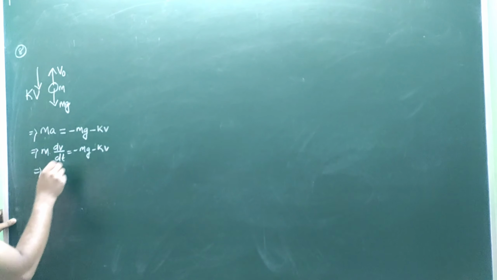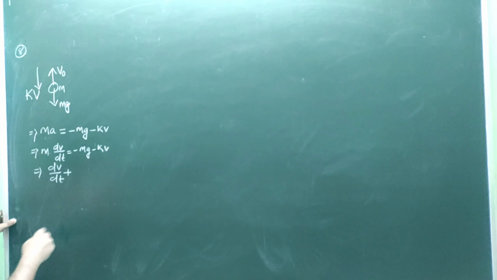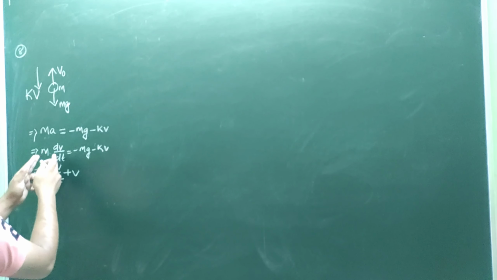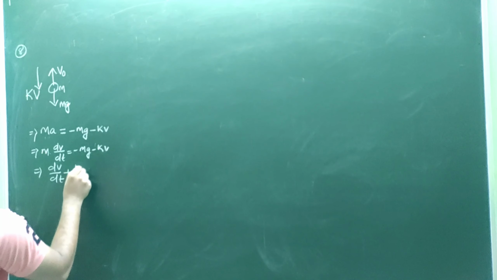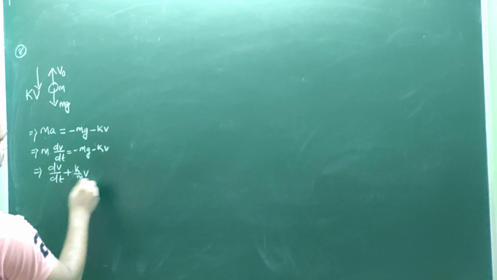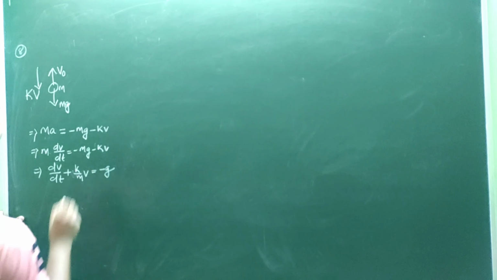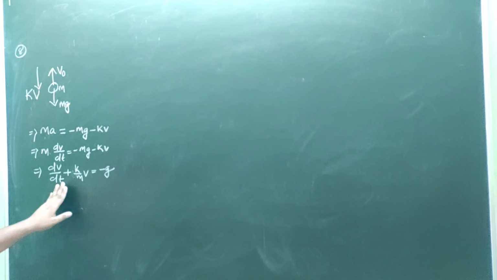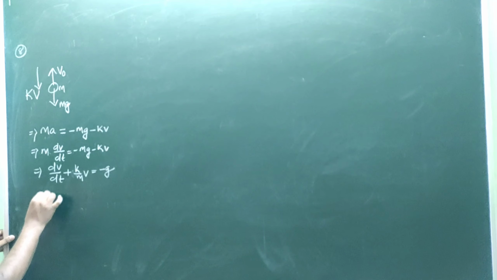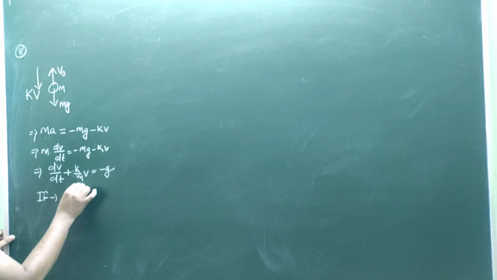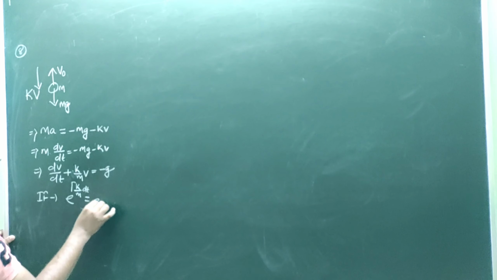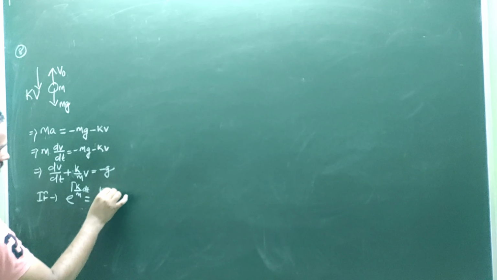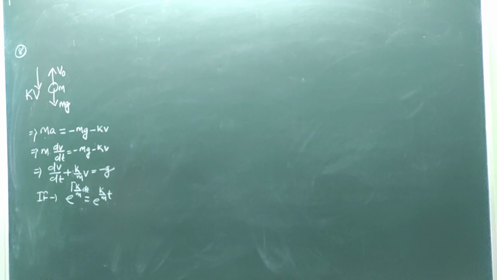Now divide by m everywhere, you will get dv by dt plus, I am taking this term to this side, not plus v, I am sorry, k by m v is equal to minus g. From here you can find out the integrating factor. Integrating factor will be e to the power integral of k by m dt, that is equal to e to the power k by m t. Right.